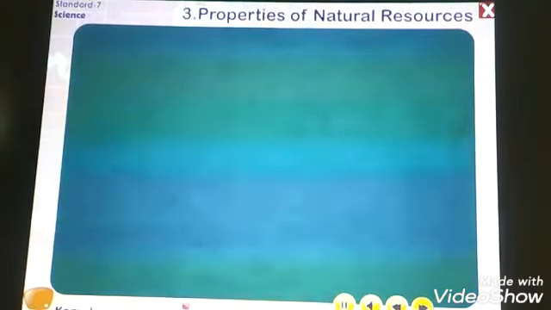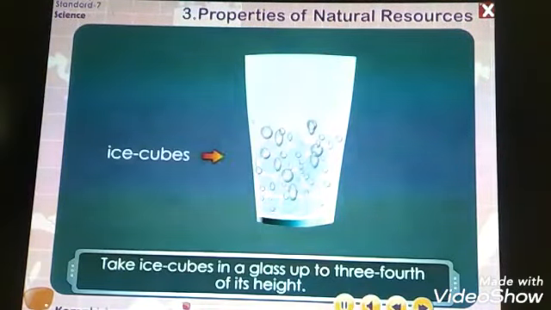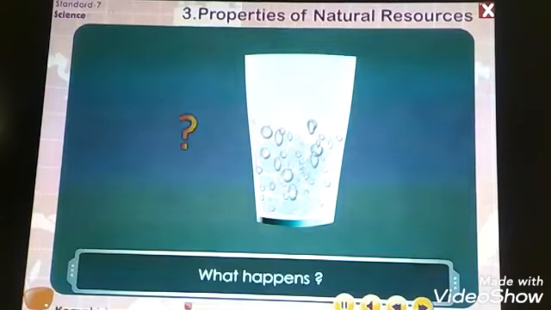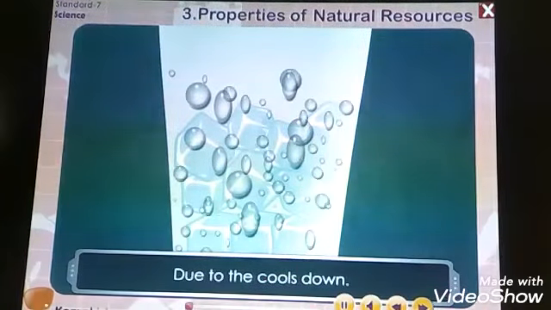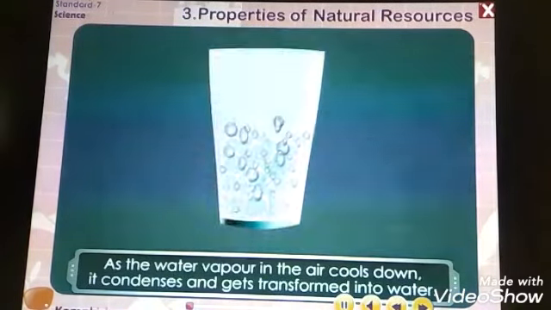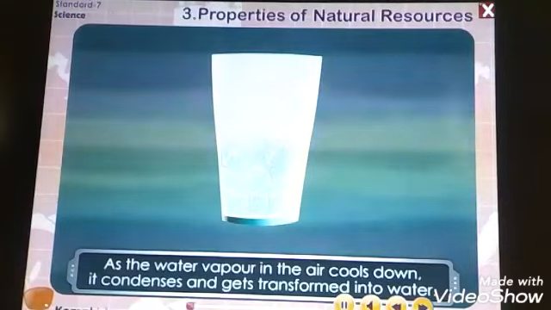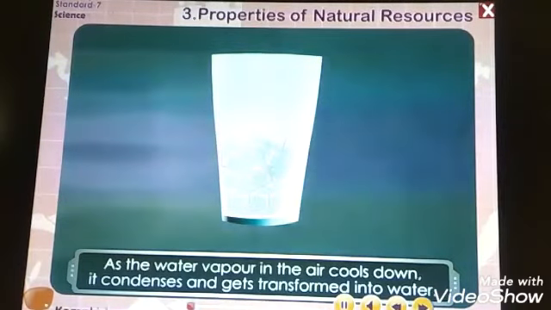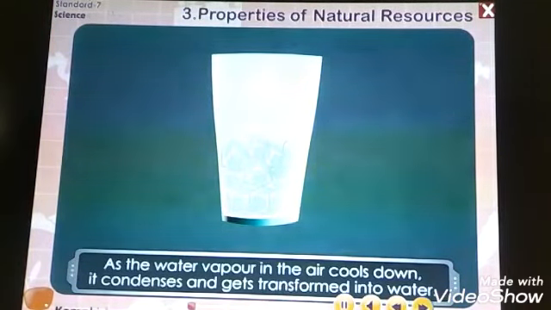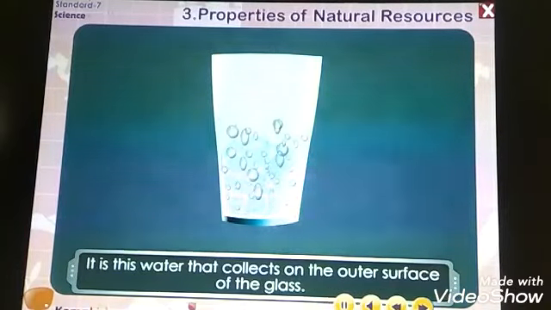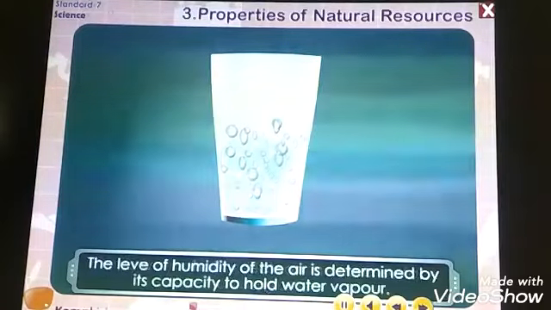Air and humidity. Take ice cubes in a glass up to 3/4 of its height. What happened? As the water vapor in the air cools down, it condenses and gets transformed into water. It is the water that collects on the outer surface of the glass.